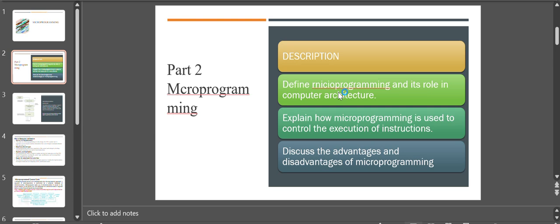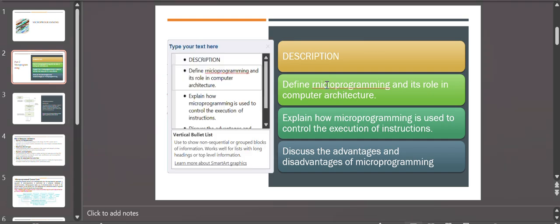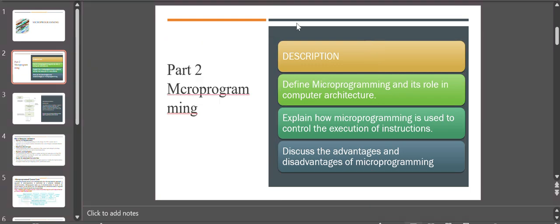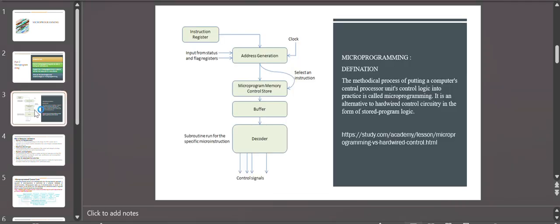Here we are discussing microprogramming. In microprogramming, we are discussing the definition of microprogramming and its role in computer architecture. Explain how microprogramming is used to control the execution of instructions and discuss the advantages and disadvantages of microprogramming. Here we see the definition of microprogramming.